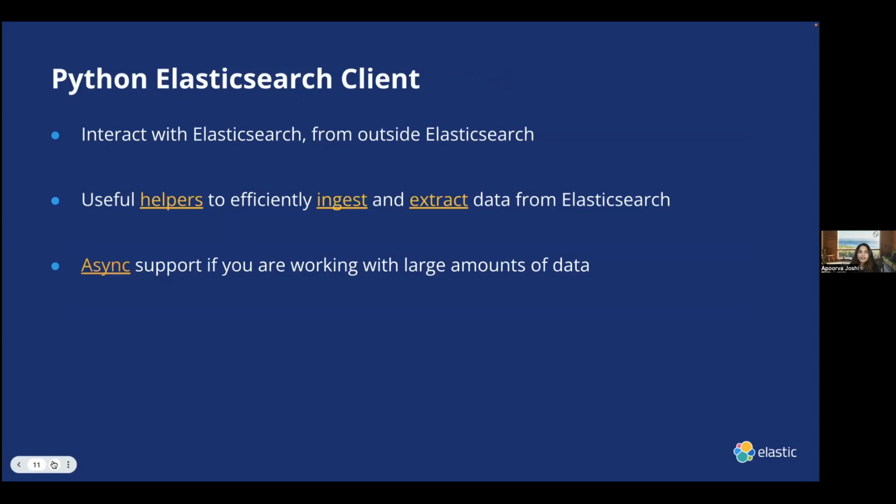And finally, if you're using Elasticsearch tooling as a part of a project written in, say, Python, then there's a Python Elasticsearch client, which has some neat capabilities. First, it lets you interact with Elasticsearch from outside of Elasticsearch. Then it has something called helpers, which are basically methods which let you bulk ingest and extract data from Elasticsearch. And finally, the client has async support, which means if you have large amounts of data to work with, then you can process it in parallel.